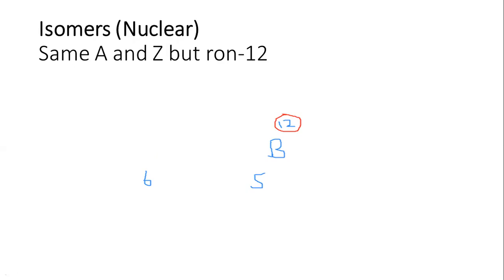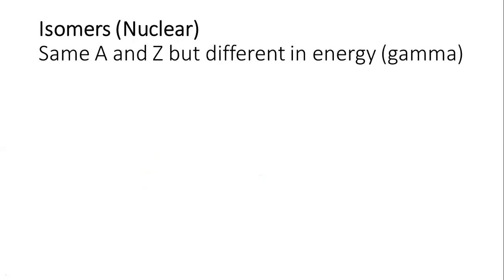The last and fourth example is the isomers. This is a special example. Let's suppose there is a carbon 14, atomic number 6 and mass number 14, and there is another nuclide with the same atomic number and the same mass number. So then there is no difference between the atomic number and the mass number.